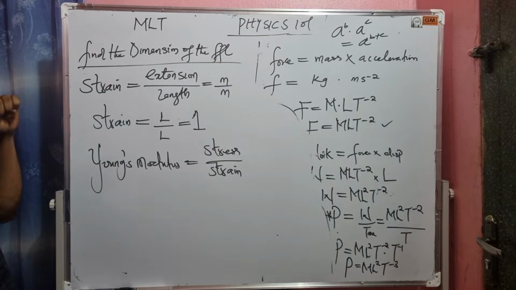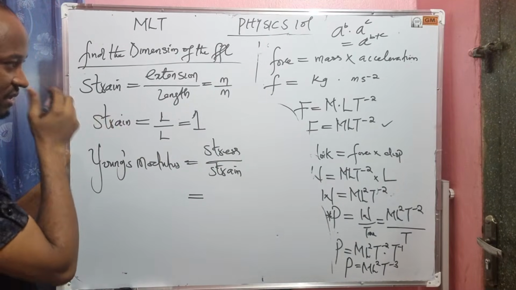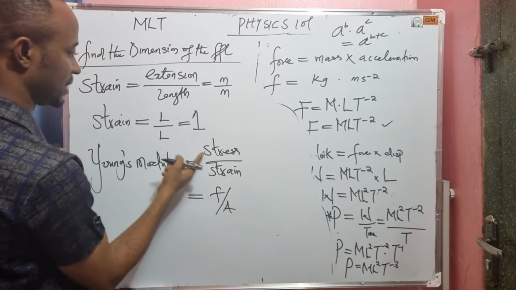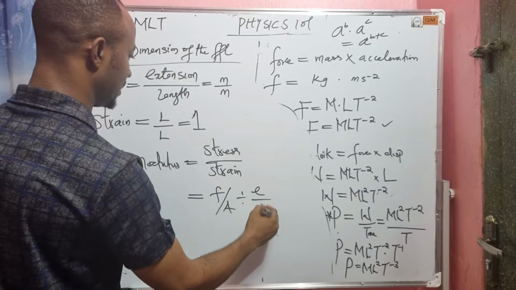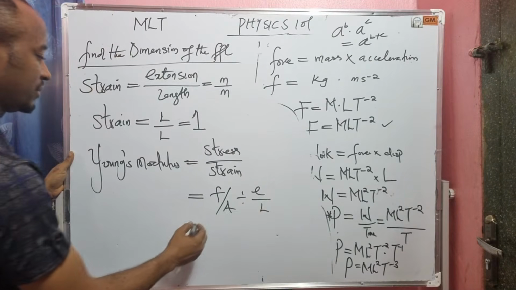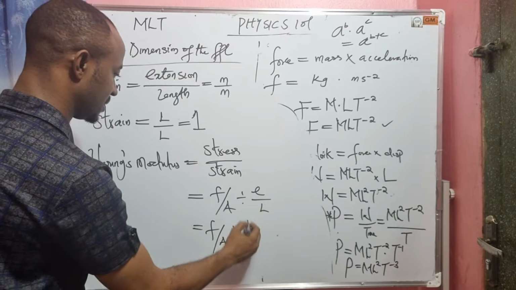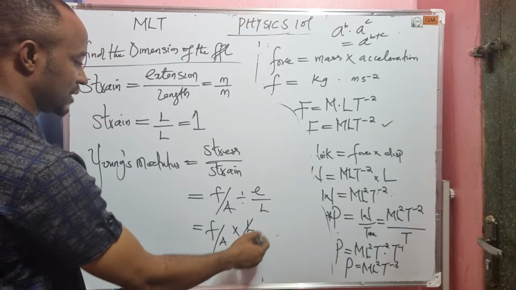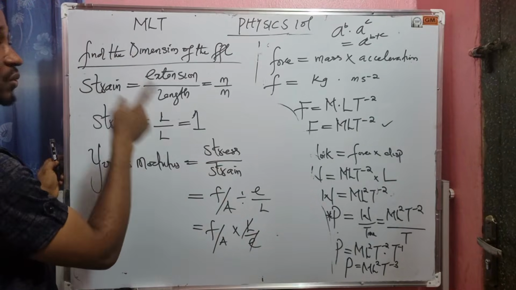Tensile stress over strain. Don't forget that we have already defined our stress as force over area. That's our stress, divided by strain, which is extension over length. Is that clear? So what will happen here? We have force over area, times length over extension. This will cancel out this. We have already seen that strain has no dimension, it is 1.